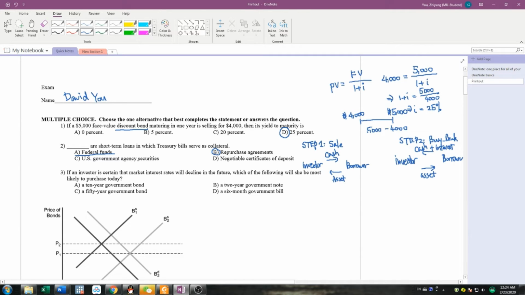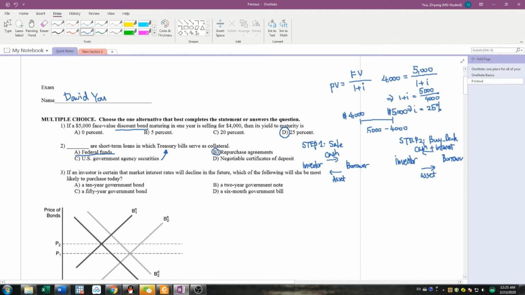And U.S. government agency security is the category that treasury bills will be in. So treasury bills is not a collateral for this, but itself is one of the U.S. government agency securities. And for negotiable certificates of deposit, it's just a deposit where you have to keep in the commercial bank for a certain period of time. Okay, so there's no collateral for that. So the right answer is B, right?